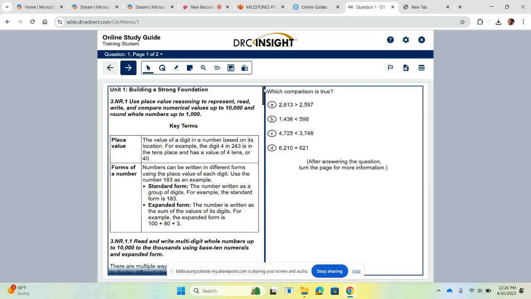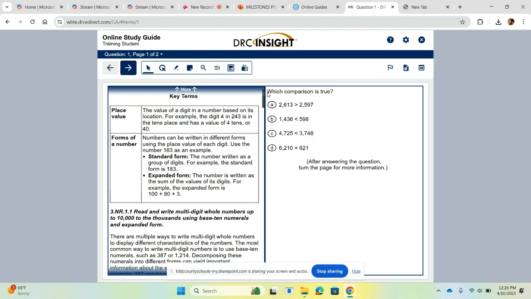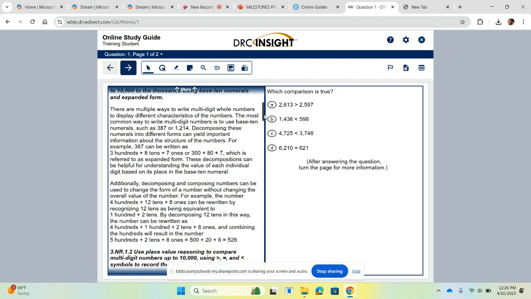When they're looking at the questions, they're going to get the key terms this year, which I love. It keeps them and it reminds them of what they're looking for. Forms of a number. So, standard form, the number written as a group of digits, 183. And in this tutorial that they give you, they're giving you the key terms you're going to have to be familiar with. The expanded form. So, 100 plus 80 plus 3 equals 183. So, that's called the expanded form. And it gives you some reasoning of why they need to know this.